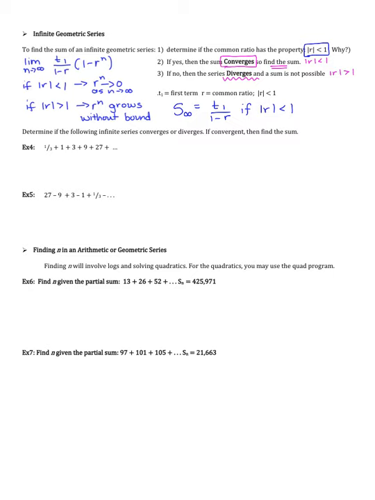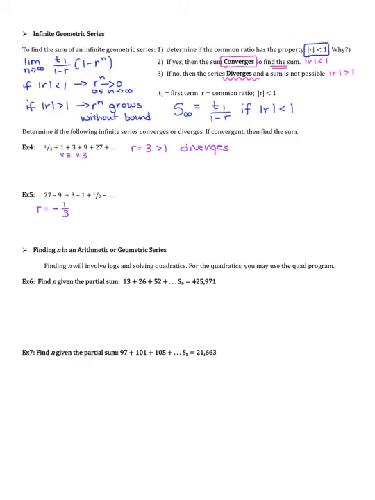So looking at this, 1/3 to 1, if you're not sure, go to the next one. It looks like we're multiplying by 3, and since 3 is greater than 1, this one diverges, and there's nothing to do. There's no sum to find. This next one, however, let's see, r, I see a negative and then a negative, so when you see that oscillating, alternating positive, negative, you know r will be negative.